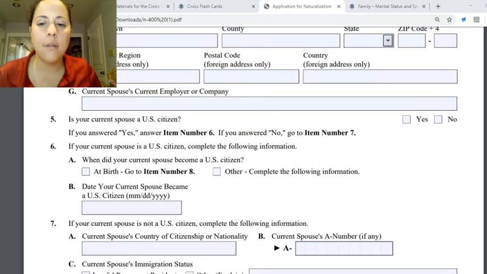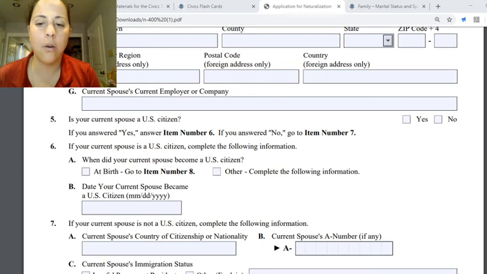Look at this. Number 5. Is your current spouse a U.S. citizen? No. Why? His country of nationality is Japan. He is not a U.S. citizen. But if you answer yes, answer number 6 below. Okay, so you're on number 5, so you will answer number 6. If you answer no, go to item number 7.